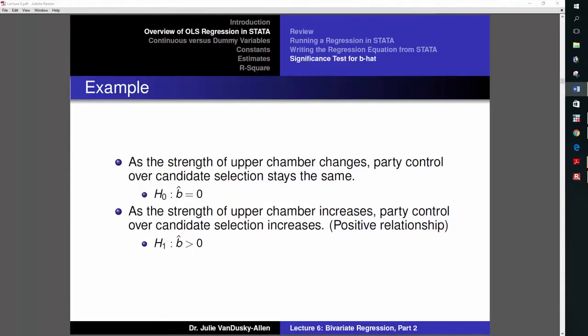The next step in interpreting the regression output is determining if b hat and a hat are different from 0. We do this through interpreting the significance test in the regression output. I will start by showing you how to determine if b hat is different from 0.